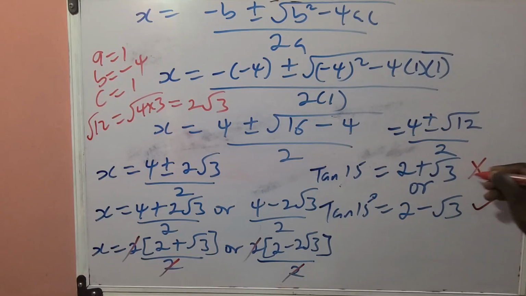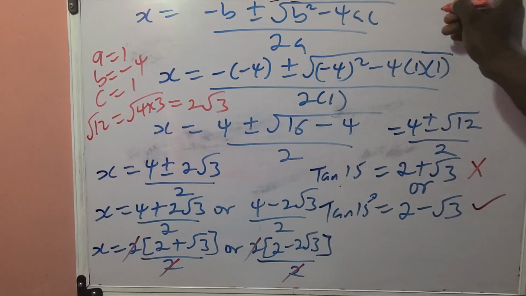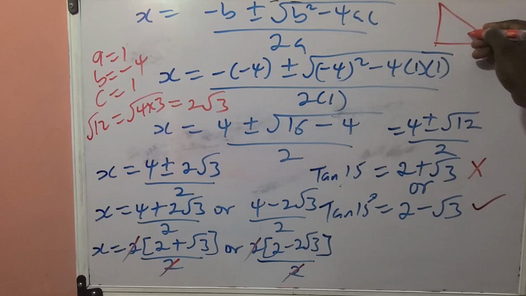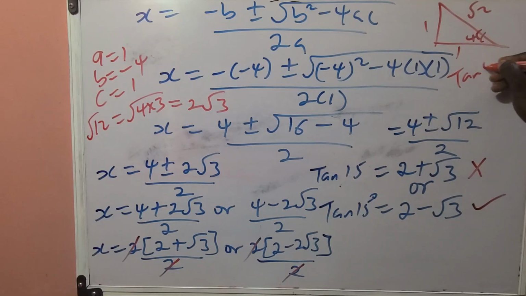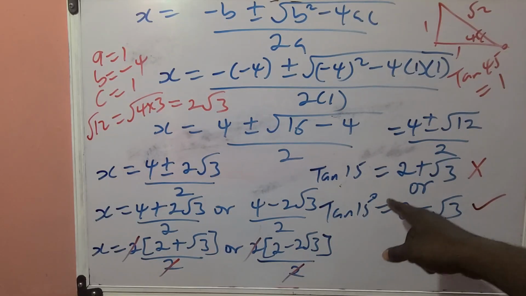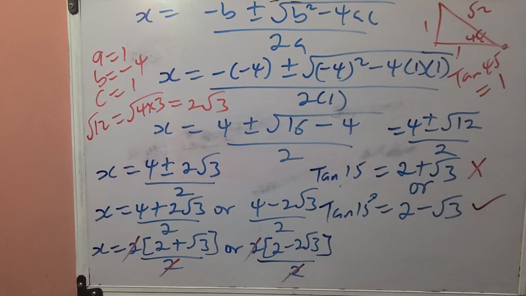The reason for that is because if you investigate from your special angles, your special triangles, you know that if this was 45 degrees, 1, root 2, then tan 45 degrees gave you 1. So if tan 45 is 1, that means tan 15 degrees should be less than 1. You go on to investigate tan 30 and all the likes, they are all less than 1. Tan 10 less than 1. Tan 40 less than 1.